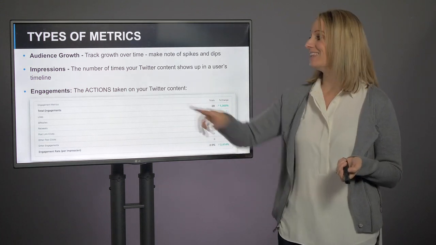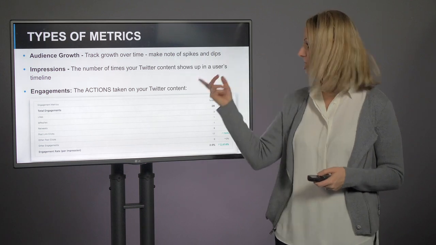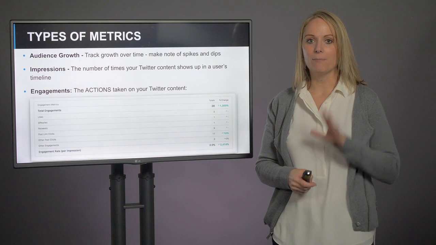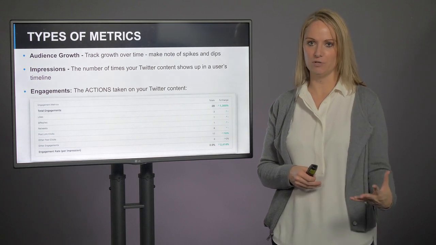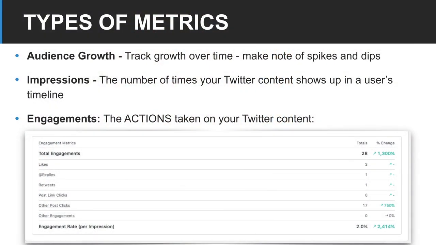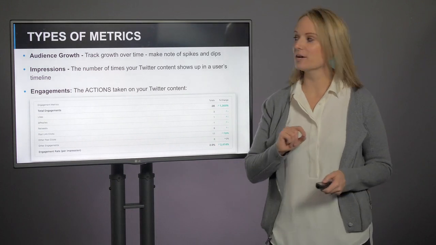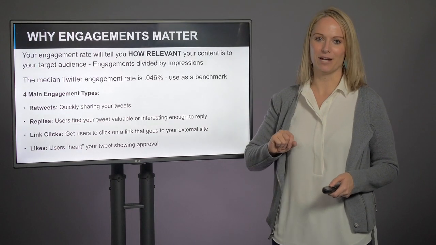Impressions, that's simply the number of times your content is showing up in a user's timeline. So one piece of content can have multiple impressions from the same user. Engagements are the number one key. These are the actions that people actually take on your Twitter content. And you can use third-party tools to track the total engagements over a period of time. And you also get your engagement rate per impression. You see here, 2%. That's pretty good, actually, because Twitter has a low engagement rate, relatively.